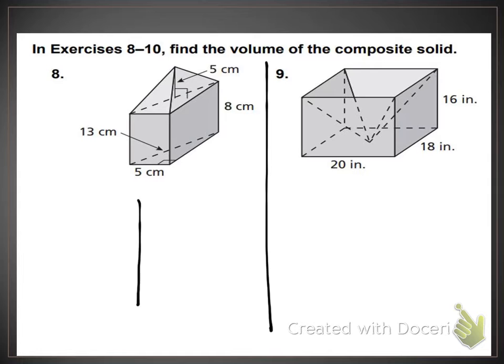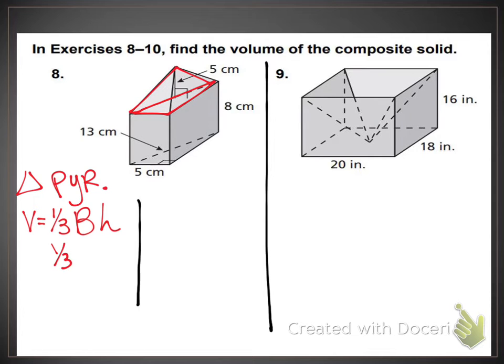It's not rectangular. It is triangular and a pyramid. Okay, so we got a triangular pyramid. What is the volume formula for any pyramid? 1/3 area of the base times the height. So we want to find the area of the base. We said the shape of the base is a triangle.